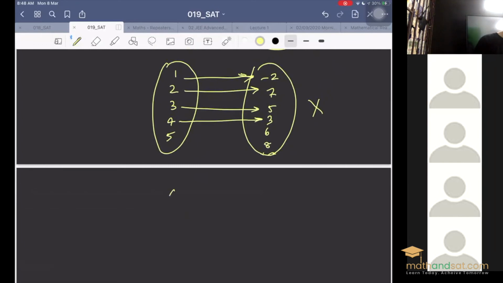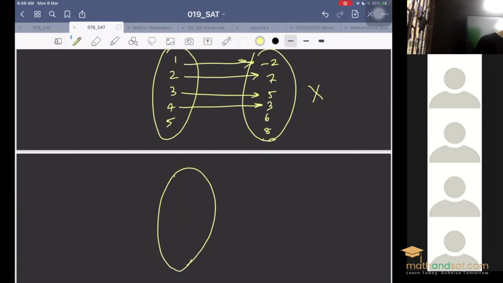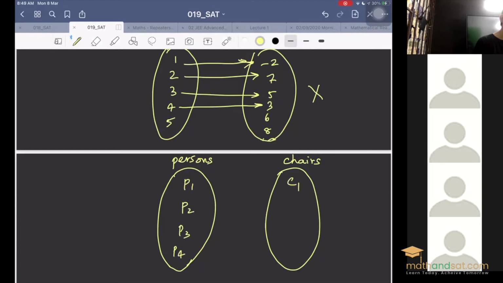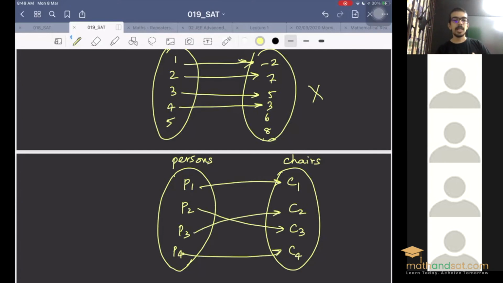So if I consider some persons, person 1, person 2, person 3, person 4, and some chairs, chair 1, chair 2, chair 3, chair 4. Another example. Now, if I take a pairing between these persons and chairs, this person sits on C1, this one on C3, this one on C2, and this one here. So this is an example of a function. Hope this is clear.